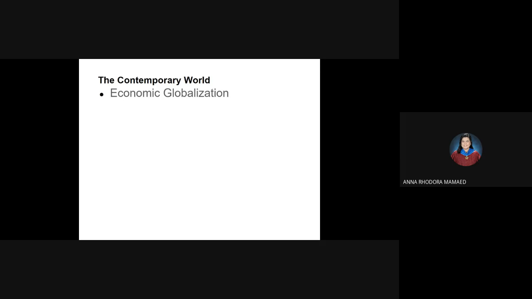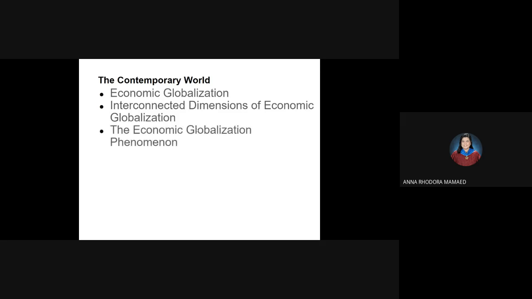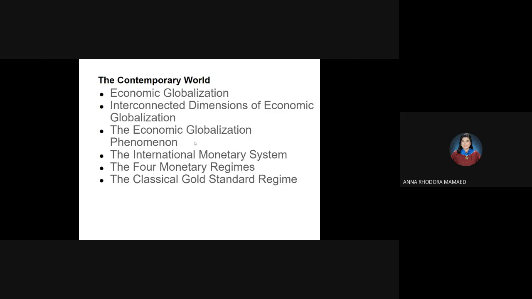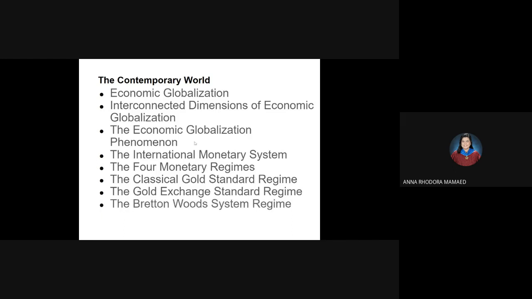The economic globalization, the interconnected dimensions of economic globalization, the economic globalization phenomenon, the international monetary system, the four monetary regimes: the classical gold standard regime, the gold exchange standard regime, the Bretton Woods system regime, and the global actors in economic globalization.